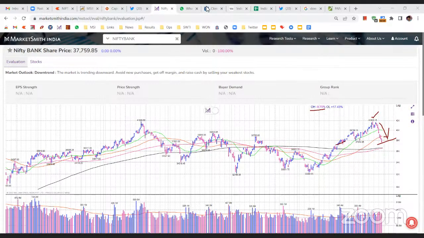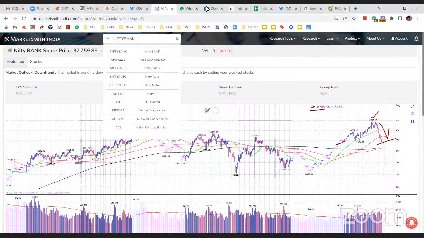Overall, this index is trading slightly similar to the Nifty index, but it is trading above its 200 EMA. That is a good sign when compared to Nifty, which is trading below its 200 EMA.